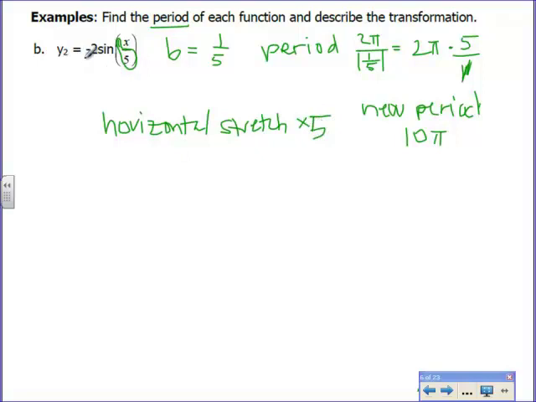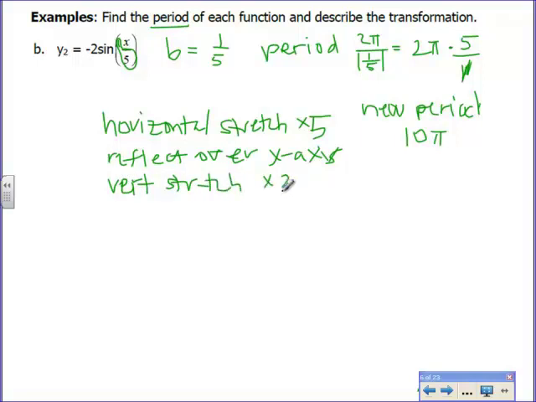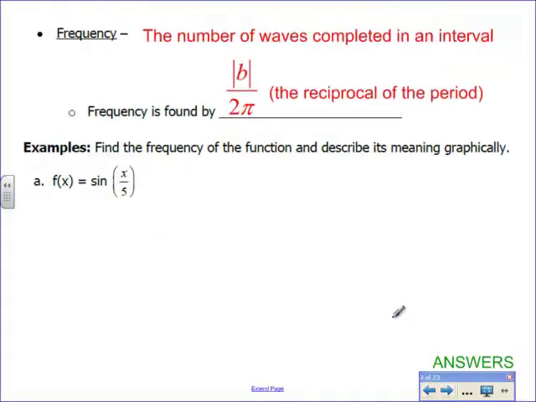In other transformations from out front, your negative out front will be a reflection over the x-axis. And the 2 out front is going to mean a vertical stretch times 2. Okay. Example C will be a clicker tomorrow in class.